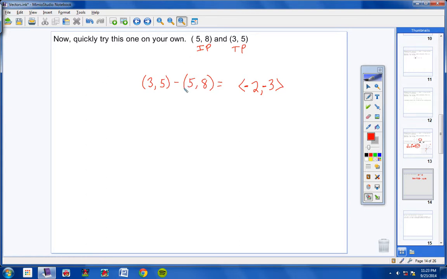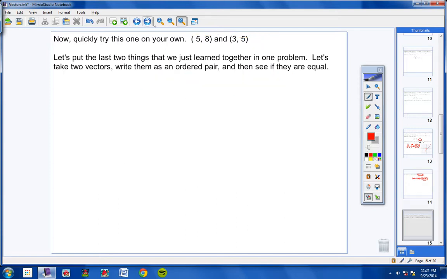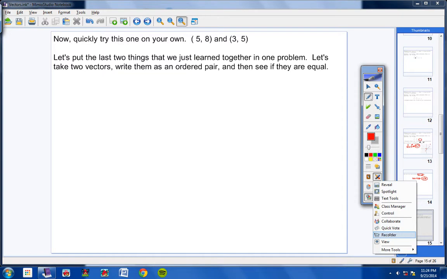So please listen to me carefully, students. Don't miss this. This vector right here is the exact same vector as this vector here. The difference is this vector here is written with an initial point and a terminal point, and this vector here is written as an ordered pair. That's the only difference. All right, let's continue on.